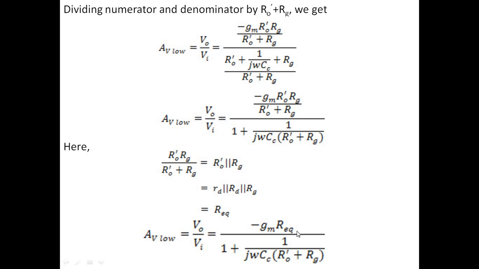We know minus gm into R equivalent is nothing but the voltage gain in the mid frequency. This is the formula we already know: voltage gain in the mid frequency equals minus gm into R equivalent. Hence we can rewrite this formula as AV low, the voltage gain at low frequency, divided by the voltage gain at mid frequency. We will calculate the magnitude at the end. For now, keep this as the mod, which is equal to 1 by 1 plus 1 by j omega CC into R0 dash plus RG.